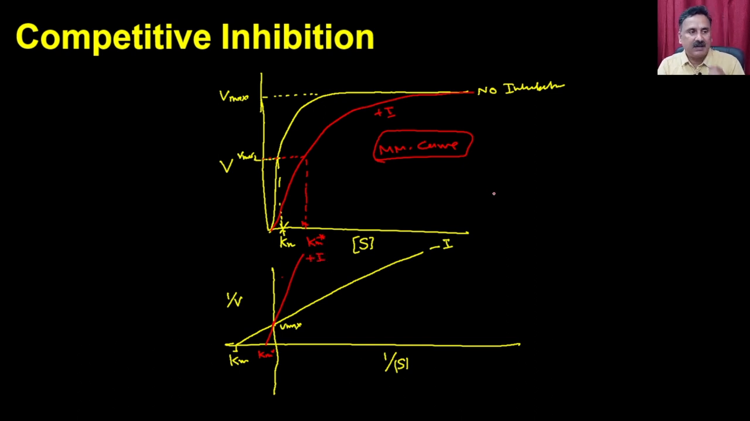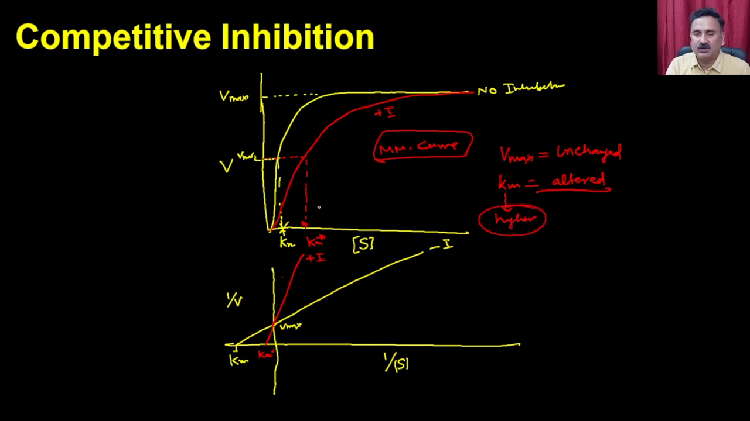So what exactly is happening in this? When you have competitive inhibition, the Vmax remains unchanged, but the Km is going to be altered. And what will happen to the Km? Km will be on a higher side, which means the enzyme is actually requiring more amount of substrate to show you the same amount of Vmax.